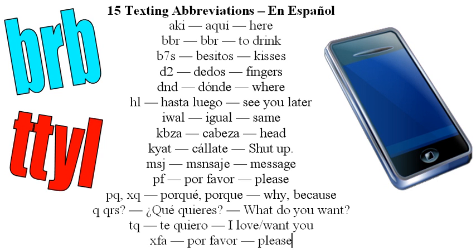Cállate, hopefully you don't use it too much, but it can mean shut up, so K-Y-A-T, cállate. MSG is short for mensaje, which is a message. PF is short for por favor, for please. Next one down, I have two abbreviations for why and because, and they're PQ, obviously would be for the P in por, and the Q for K.